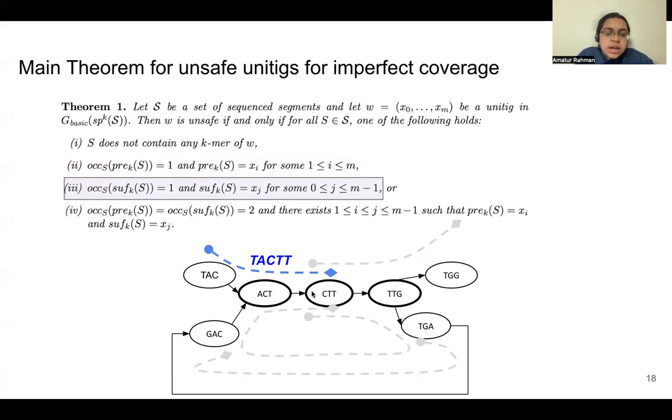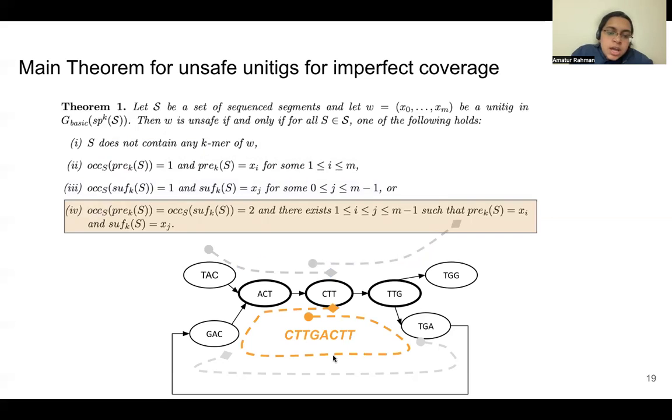Instead of start, it's just the ending vertex that occurs only once, and the end is somewhere in the middle of the Unitig. And for the fourth condition, we see that the segment starts somewhere in the middle and ends somewhere in the middle of the Unitig, and the starting k-mer and the ending k-mer occur exactly twice in the segment. So as we see, all 4 segments in this graph do not contain W, and as a result, W is an unsafe Unitig for this example.